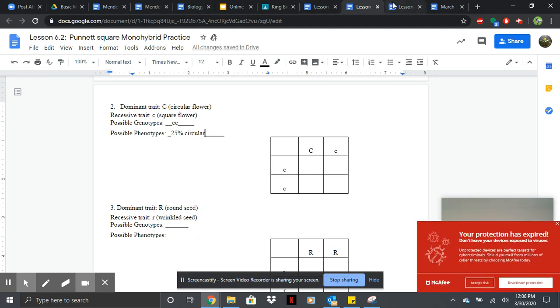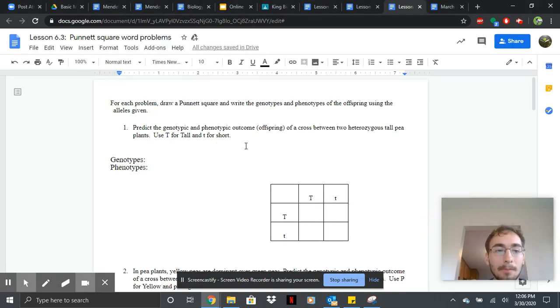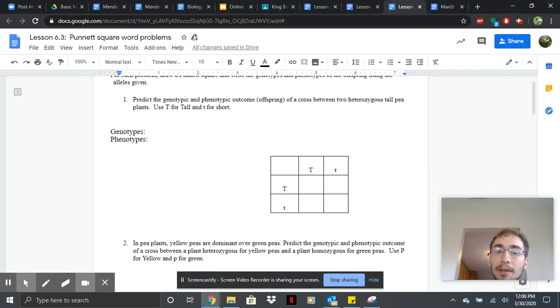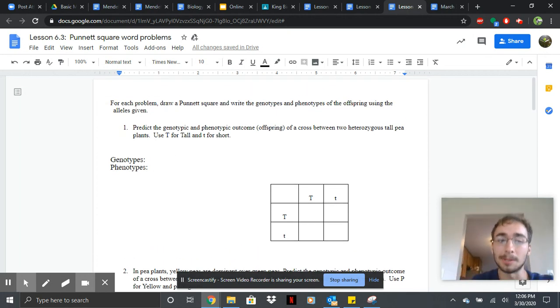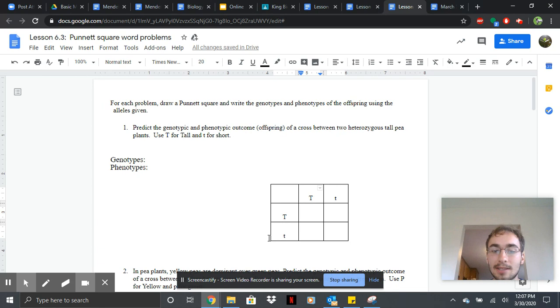Cool. And now for the last one. This one's going to be a little tricky. For each problem, you're going to draw a Punnett square and then write the genotypes and phenotypes of the offspring. For example, you have a tall plant and a short plant, and then you're going to mate them. This first one's going to be two tall plants, and when it says heterozygous, it's going to be different. So you have capital T lowercase t times capital T lowercase t, and then you're going to fill out the Punnett square. So you can multiply these, bam. Remember, bring this down, bring this one across.